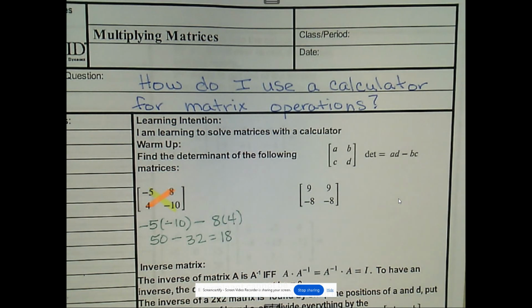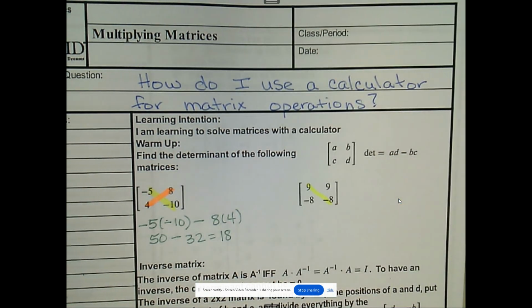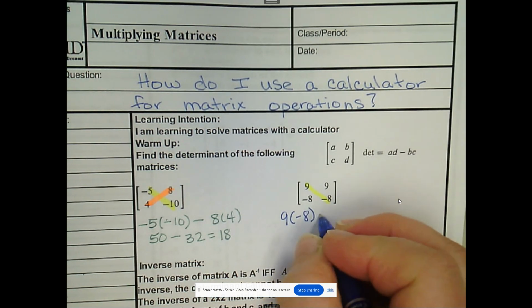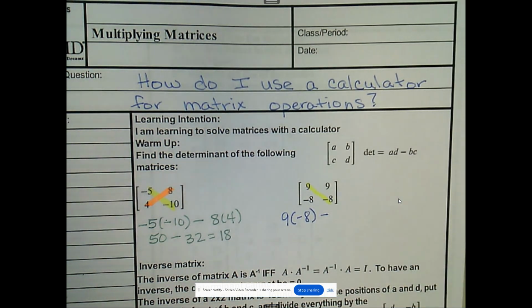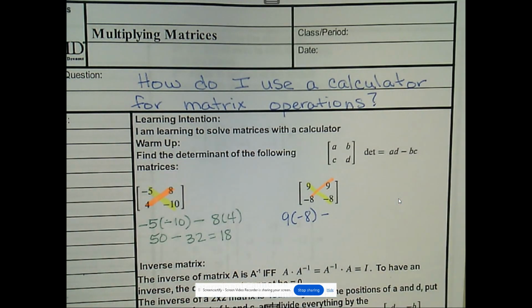Okay, now that you had the example, can you do the second one on your own? If you were still struggling, please pause the video and see if you can do the next one on your own. I do hope you tried. So here we go, diagonals again. 9 times -8 minus 9 times -8.